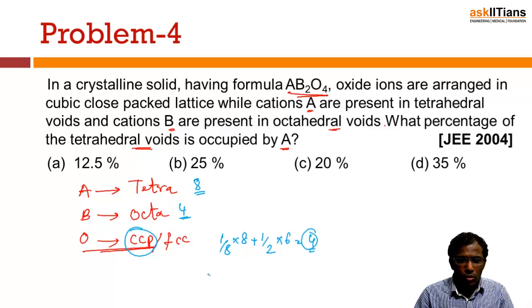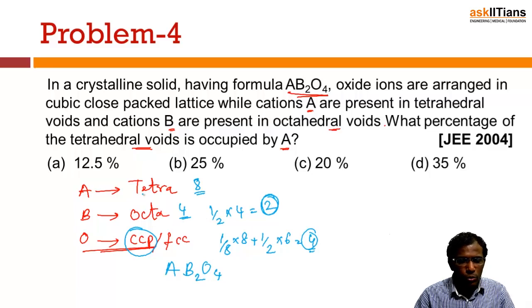So, it is O4 because 4 oxide ions are there, and we have A and we have B. Okay. So, to have 2 of B, out of 4 octahedral voids, only half should be occupied, that is 1 by 2 into 4 will come 2, right. That means 50% of the octahedral voids should be occupied. So, then only you will get B2, okay.